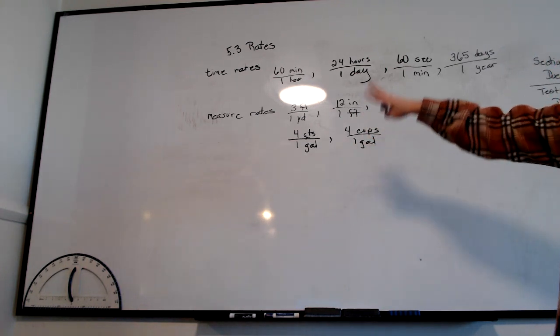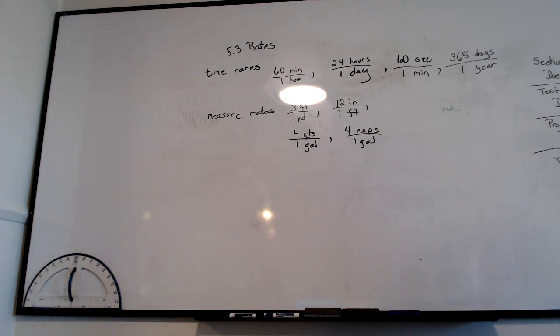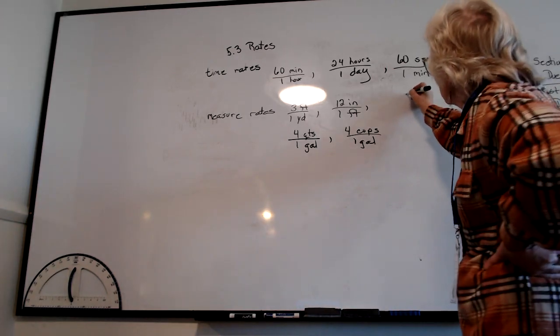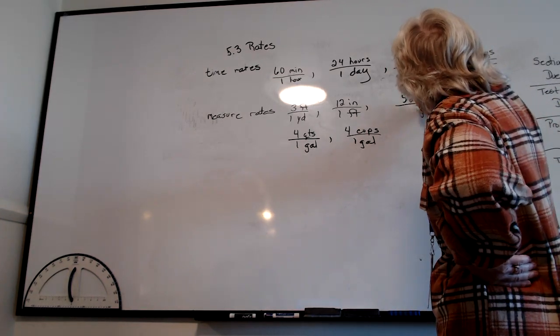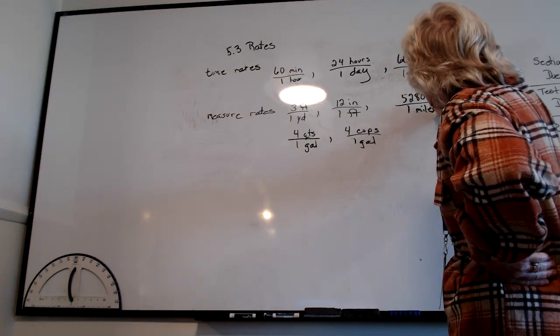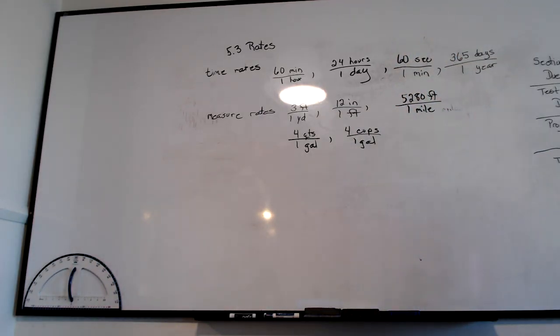But we have all sorts of different rates that we use conversions of. One that's really famous is 5,280 feet equals 1 mile. So if you want to know how many feet are in a mile, there's a conversion. Okay, so those are all rates that we can convert with.